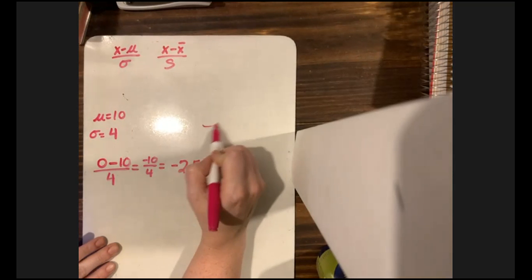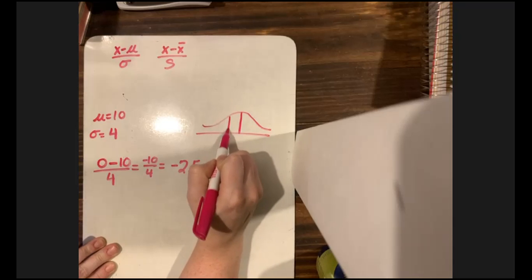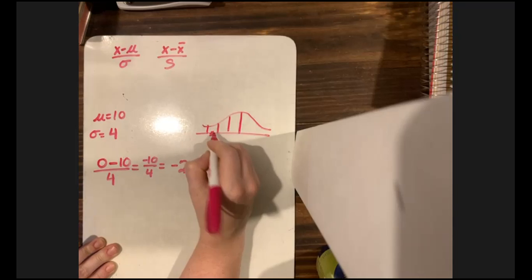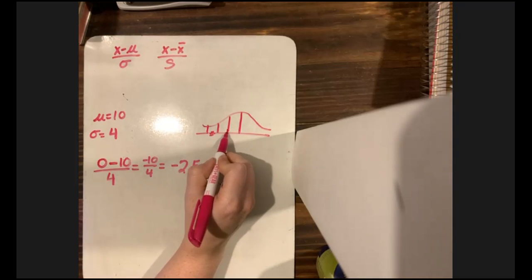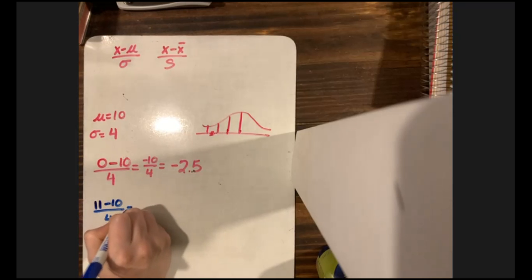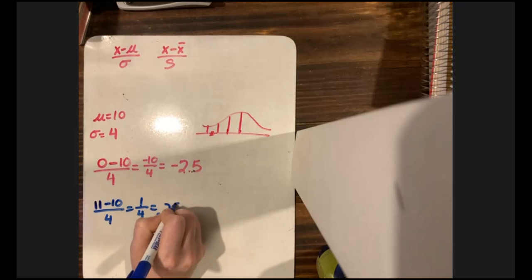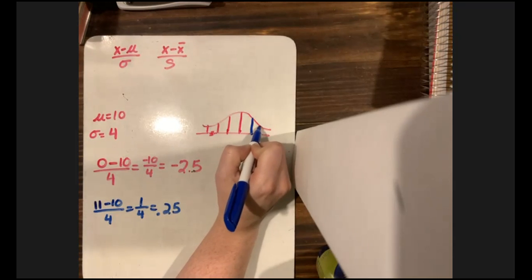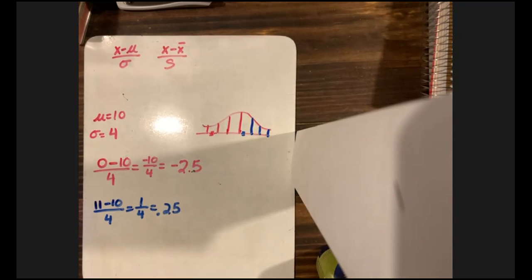Now, when we're talking about this in terms of a bell curve, if there's my center, 1, 2, 3, that value is sitting right there. So it is 2.5 below that centering line. Now it says find the Z-score for a value of 11. So 11 minus 10 over 4. That's going to be 1/4, which is 0.25. And again, putting this in perspective up here, this would be right here. So it is a quarter of the way between the middle and the first standard deviation.